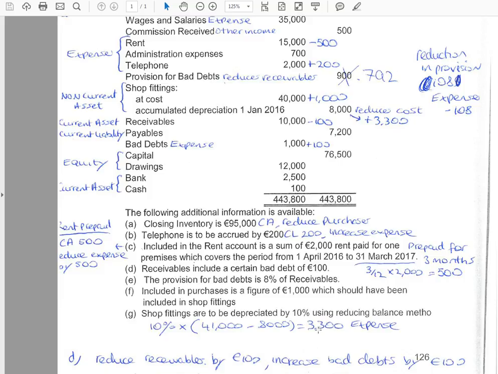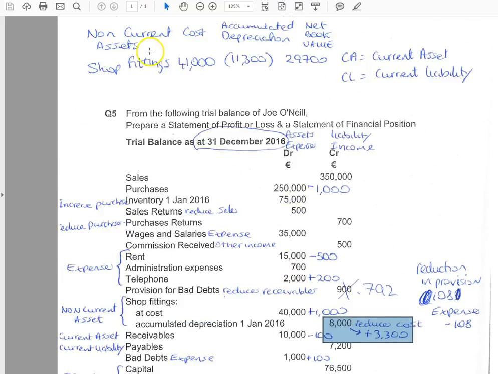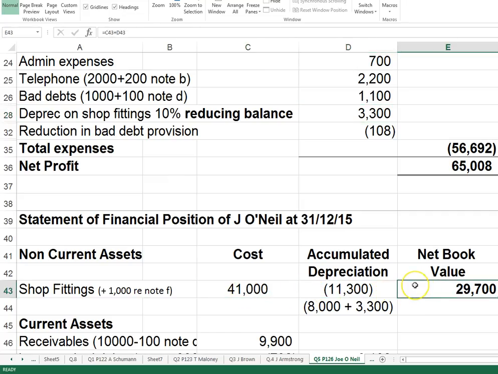Now the non-current assets section needs to be updated. When we look at our shop fittings here, it cost 41,000. The cumulative depreciation up as far as last year was 8, but now it's going to increase by this year's expense of 3,300. So our cumulative depreciation is going to be 8 plus 3, 11,300, and that's going to reduce the cost. In our non-current assets, we've 3 headings. Shop fittings cost 41, cumulative depreciation 11,3, and it ends up as 29,700. And that's what it looks like there.